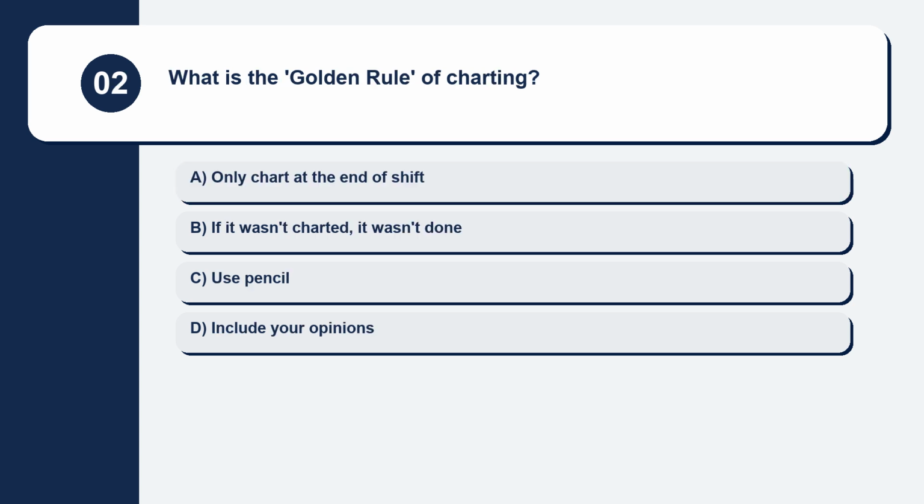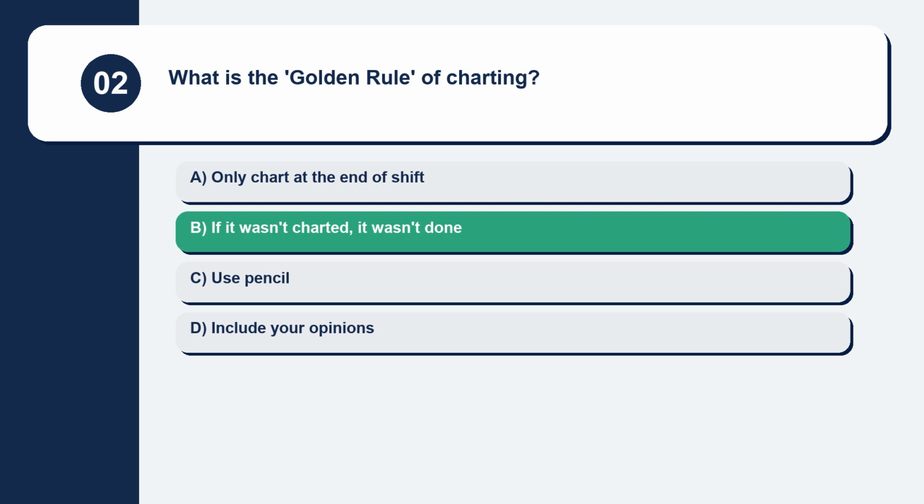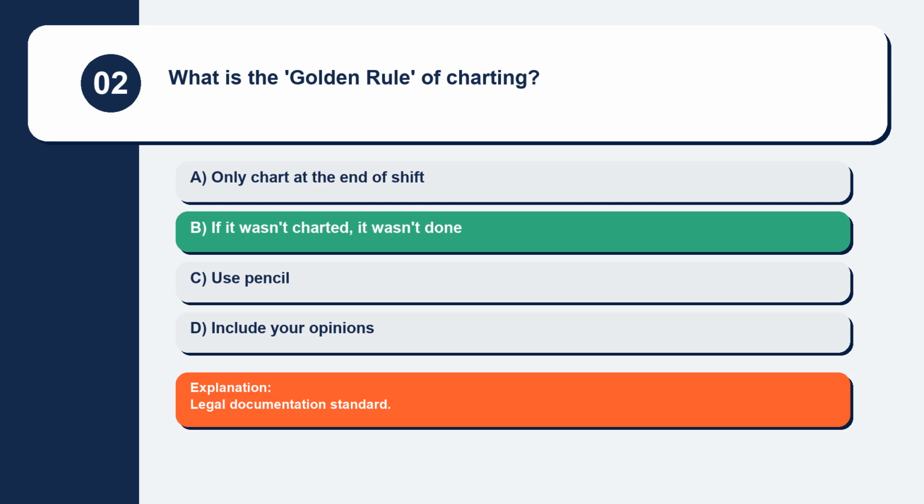Question 2. What is the golden rule of charting? Only chart at the end of shift. If it wasn't charted, it wasn't done. Use pencil. Include your opinions. Answer: if it wasn't charted, it wasn't done. Legal documentation standard.